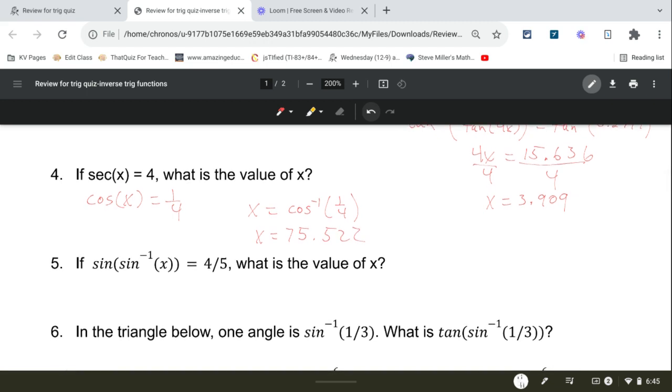Number 5. This will be our last one, and it's a very easy one. Sine of sine inverse of x is equal to 4/5. Well, since these two are just inverses of each other, you're just left with x. So x will be equal to 4/5. So there's really not any work to be done there. It's just when you compose a function with its inverse, they undo each other, and so you're just left with x.